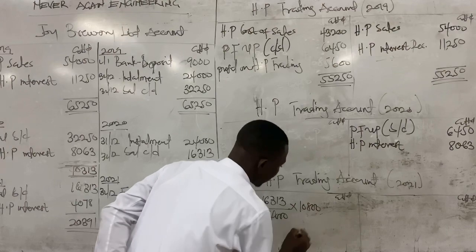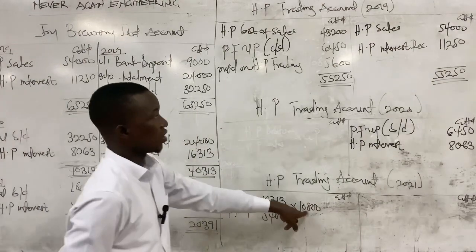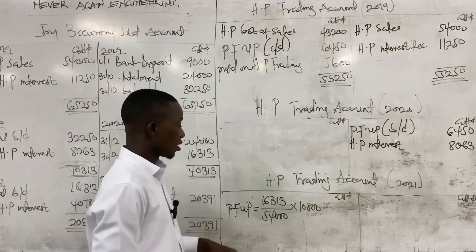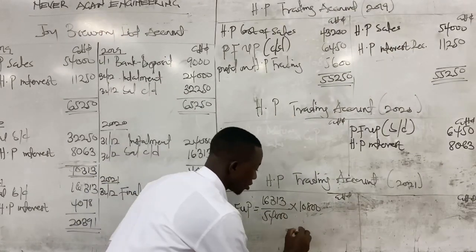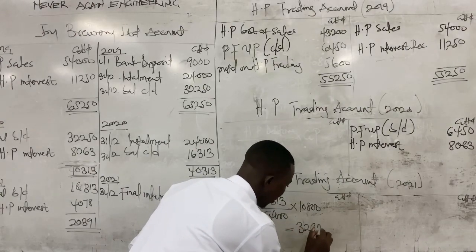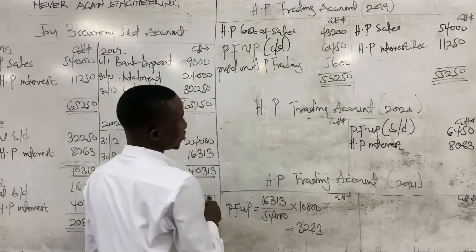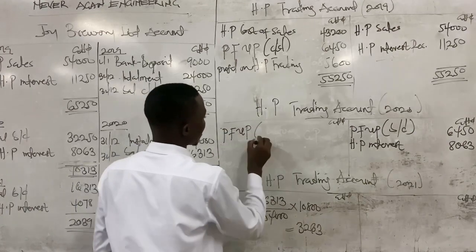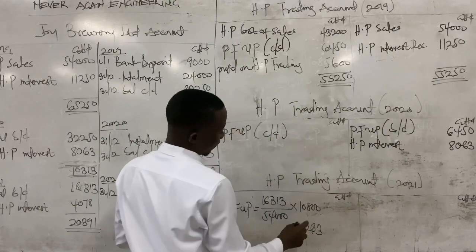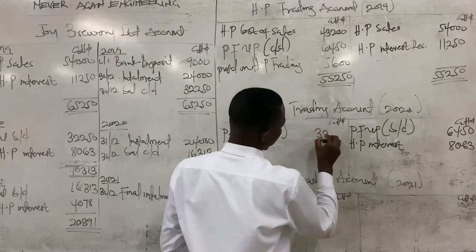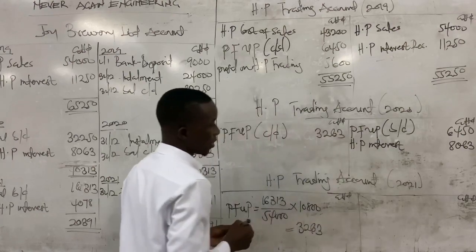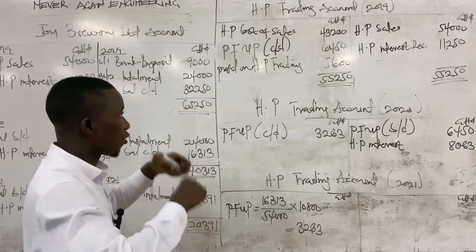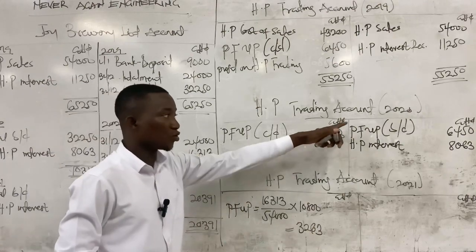The gross profit was 10,800. That is where we take the cost of sales from the sales. Is this clear? And this will give us an amount of 3,263, that is to the nearest whole number. So we have provision for unrealized profits carried down of an amount of 3,263. Is this clear?